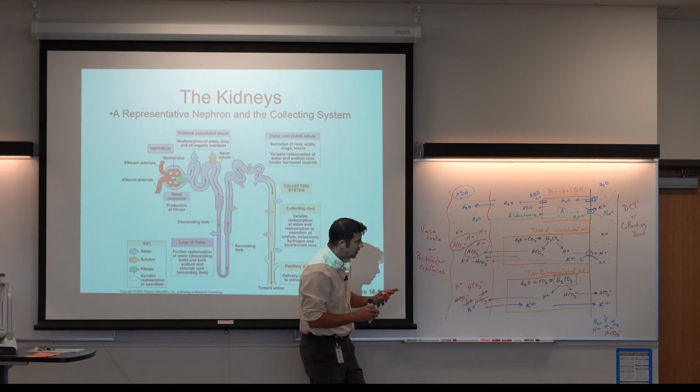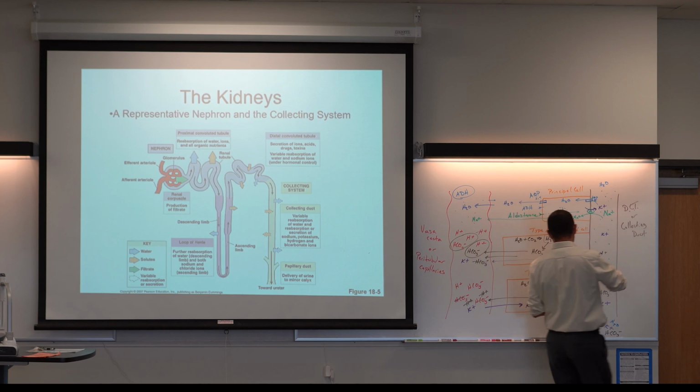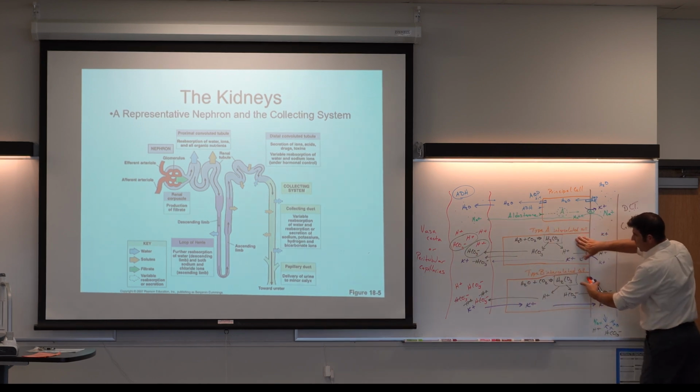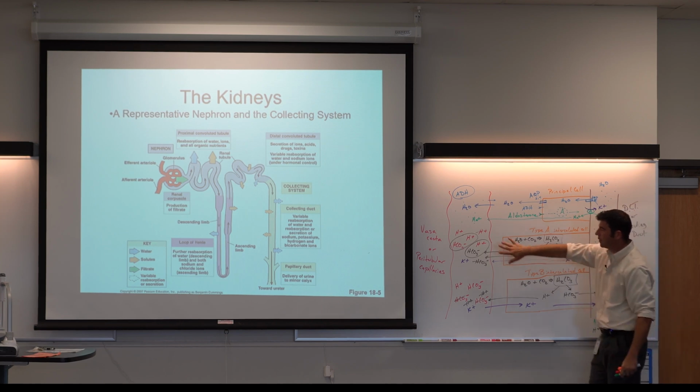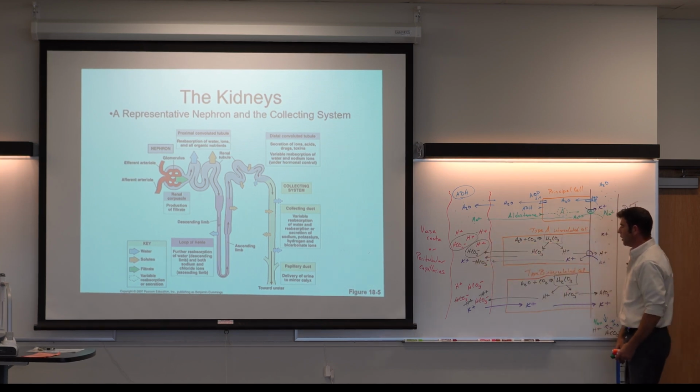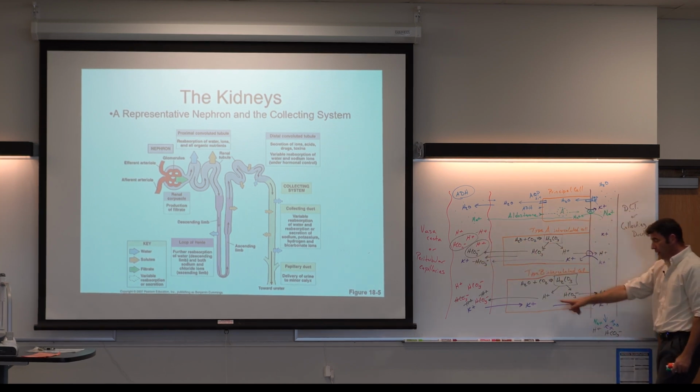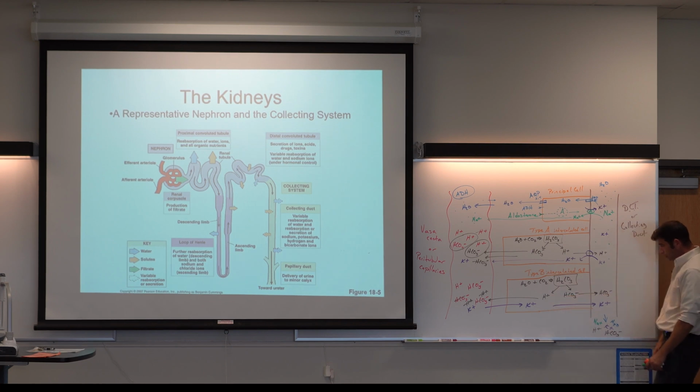That is sufficient. We can see that type A and type B intercalated cells really aren't affected by hormones like aldosterone. They're really just regulating the acidity of the blood, getting rid of or holding on to those hydrogen ions. Then the side effect of holding on or getting rid of those hydrogen ions is that you're also either holding on or getting rid of potassium ions.